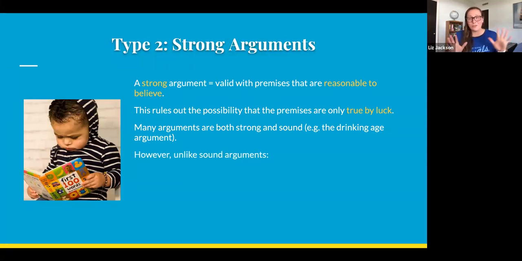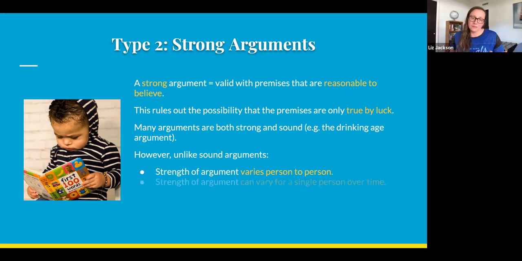But here's what's interesting about strong arguments, and this is different than sound arguments. For strong arguments, the strength of an argument can vary from person to person, depending on what evidence they have or what evidence they have access to. I'll give an example in a second. I'm just going to talk about the second one too. And a strong argument can also vary for a single person over time.